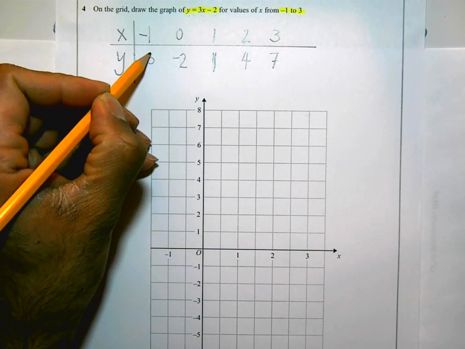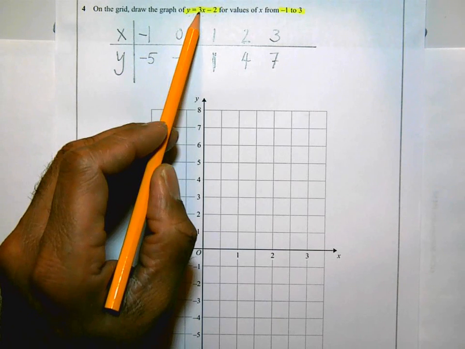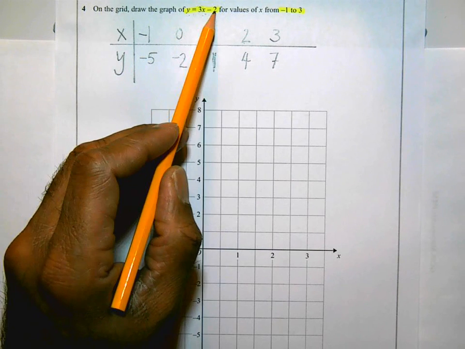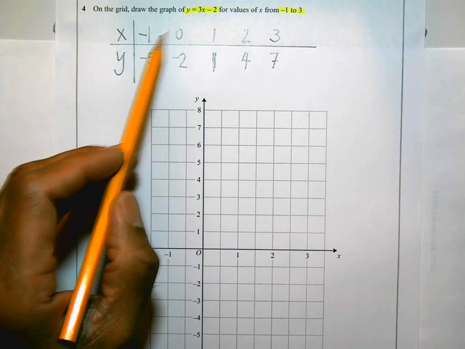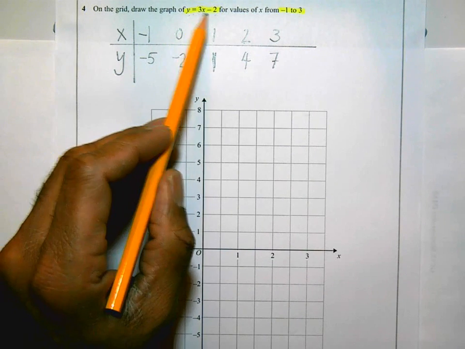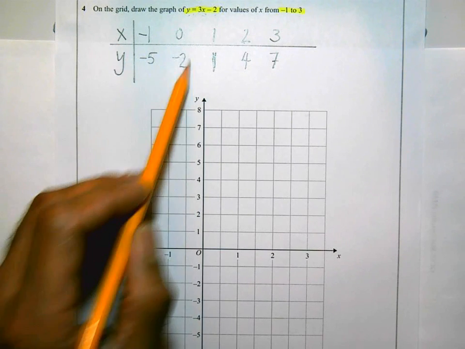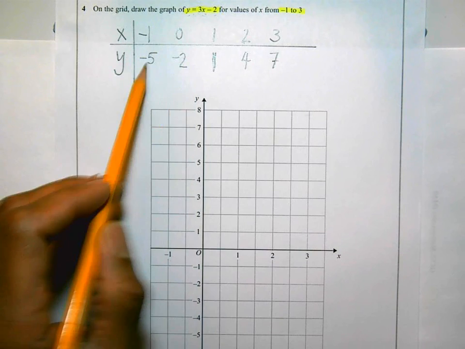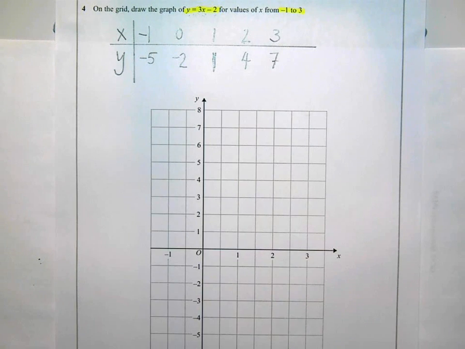And I can actually just do a quick check. When x is 0, 3 times 0 is 0. 0 take away 2 is -2. 3 times -1 is -3. -3 minus 2 is -5. But as I said, some people do find working with negative numbers difficult. So you could actually just follow the pattern once you start doing the positive numbers. Now I'm just going to plot them.